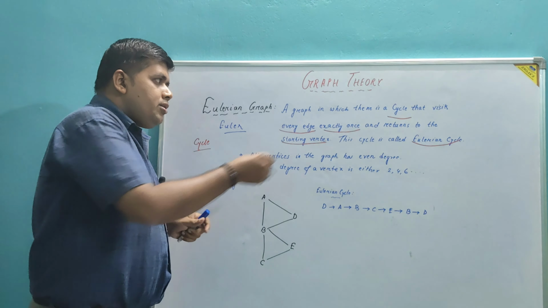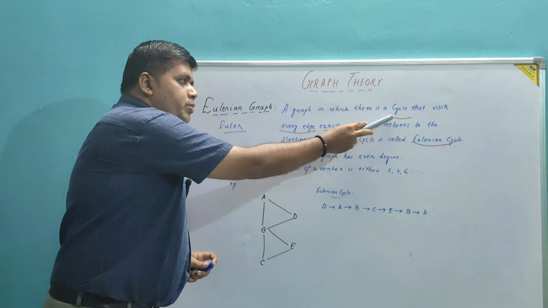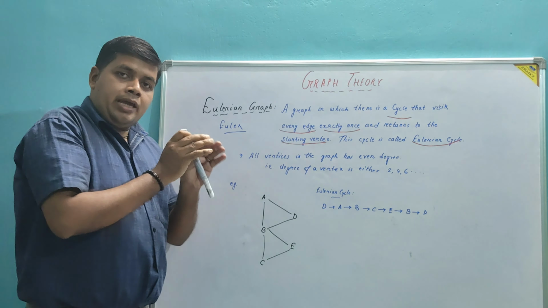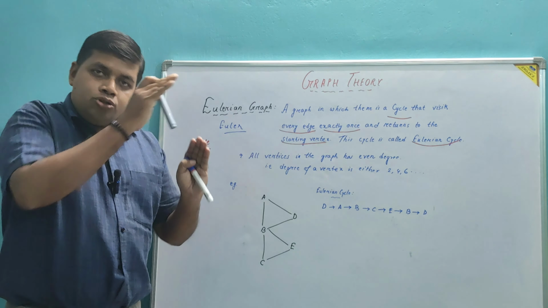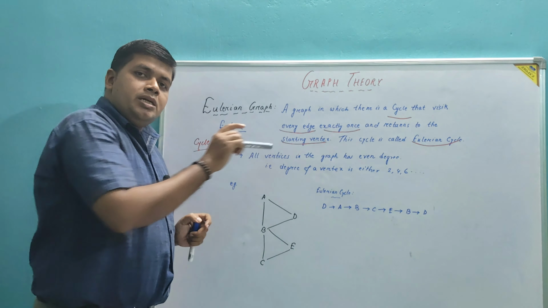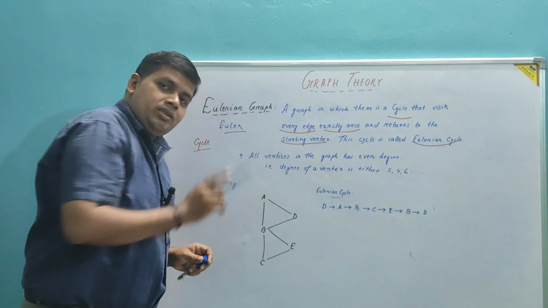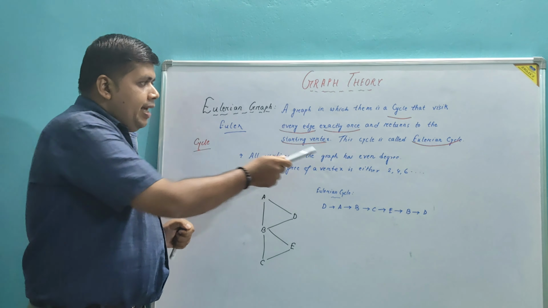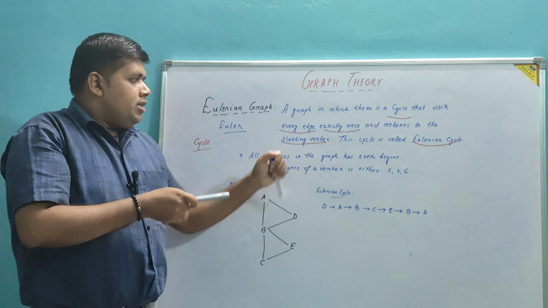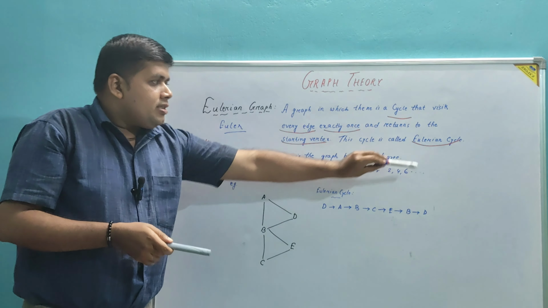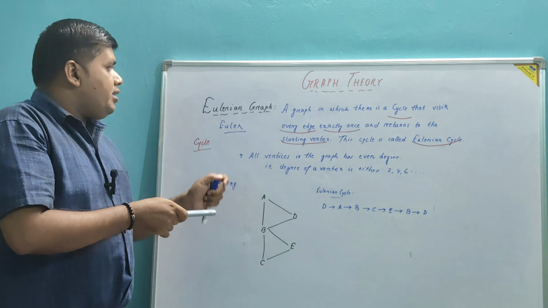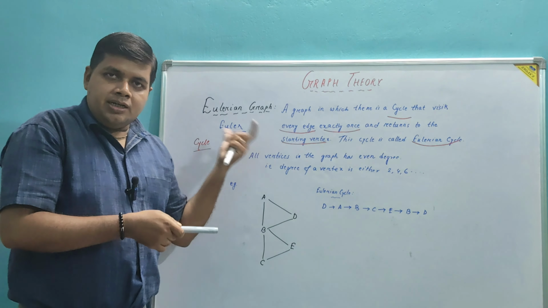So let's understand it. What are the basic properties? It should be a cycle, and that cycle should not exclude any edge. All edges should get included in that cycle. So every edge must be included in that cycle exactly once, not more than once, and it returns to the starting vertex. Since it is a cycle, it should return to the starting vertex. So such a cycle is called Eulerian cycle or Euler cycle, and if a Euler cycle exists in a particular graph, that graph is considered as a Eulerian graph.